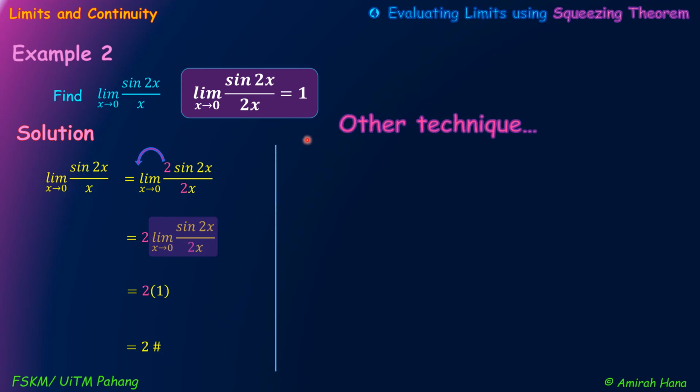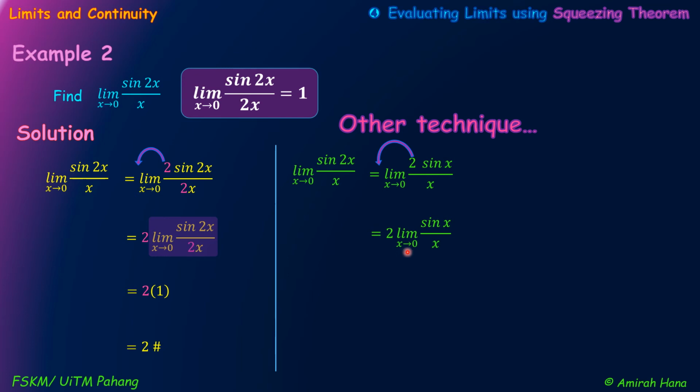Right, now we look at another technique. From the given question, limit x approaches 0 sine 2x over x. Let's say we write this: limit x approaches 0, we move out constant 2 from 2x here, so we get 2 sine x over x. And then, from properties of limit, when we have multiplying by a constant, we can move it out from the limit expression. So we get this.